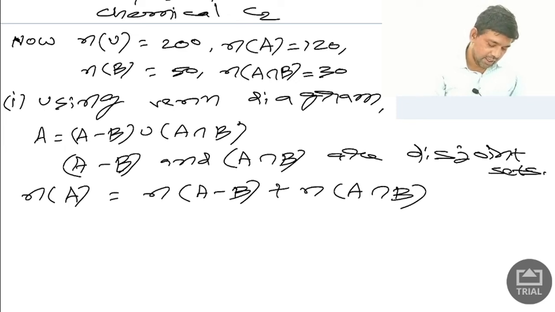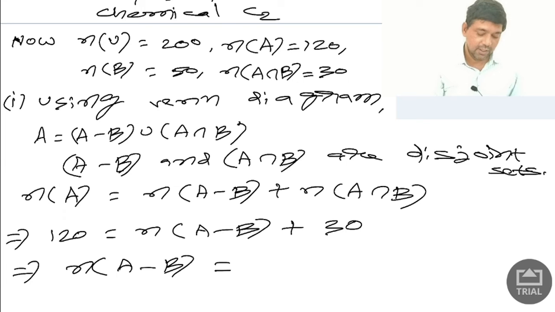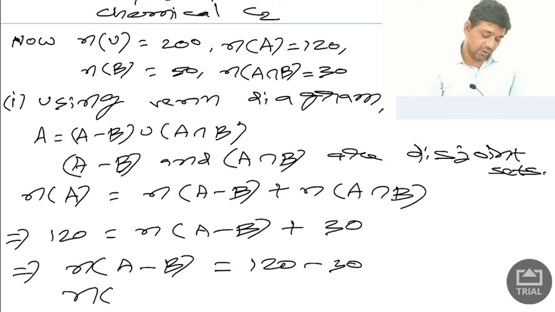Now what is N of A from the above data? N of A we have 120. N of A minus B, I don't know what it is here, plus N of A intersection B, which is 30. Transpose this 30 to that side. We will get N of A minus B is equal to 120 minus 30. So therefore N of A minus B is equal to 90.